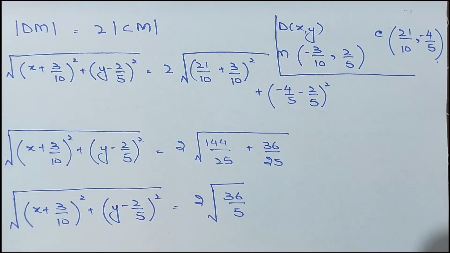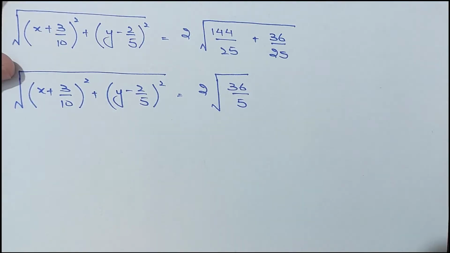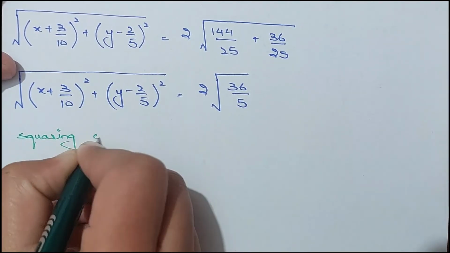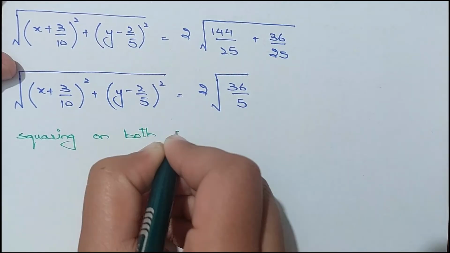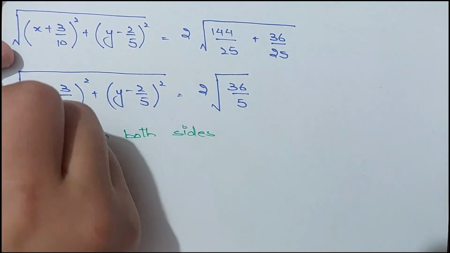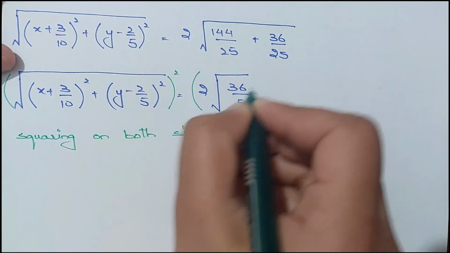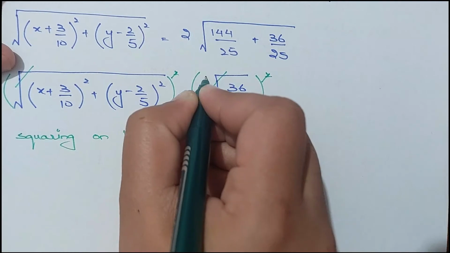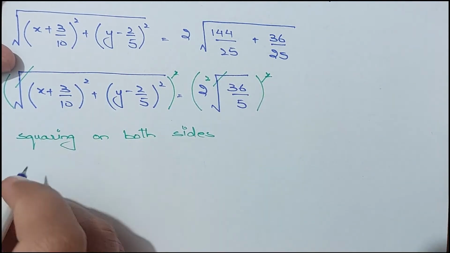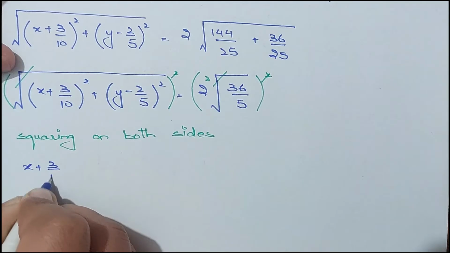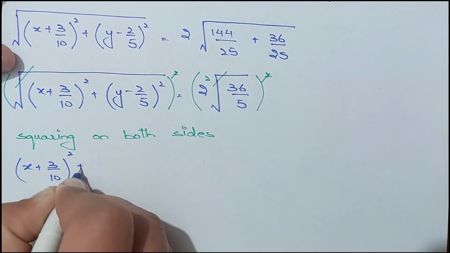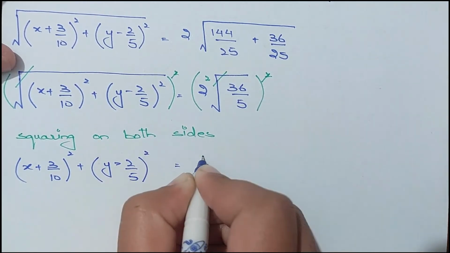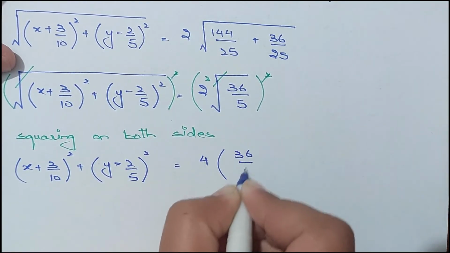Now let me square both sides to get rid of the square root. The square and square root cancel on each side, and we square the 2 as well. So we have (x plus 3/10) whole square plus (y minus 2/5) whole square equals 2 squared, which is 4, times 36 over 5.